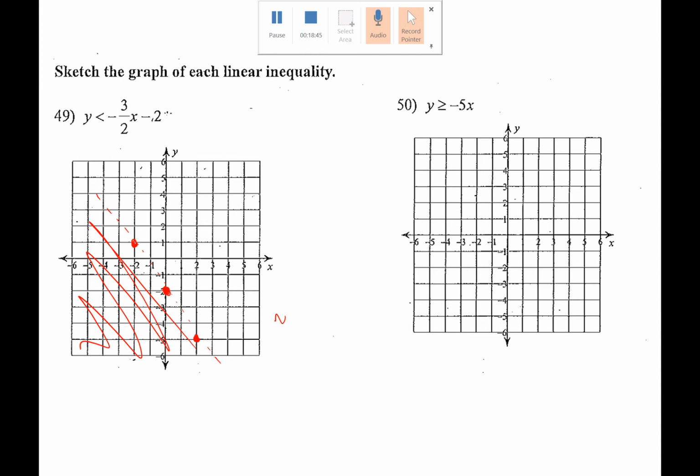For number 50, it does not have a y-intercept, so that's just 0 where we would start. And my rise over run is down 5 and then over 1. Again, I can do that with going up 5 and to the left 1. This one is a greater than or equal to line, so it's a solid line, and I'm going to shade everything that's above it or to the right.